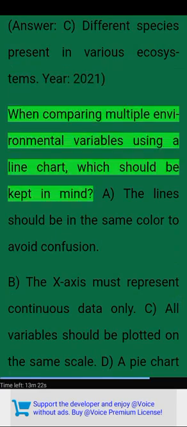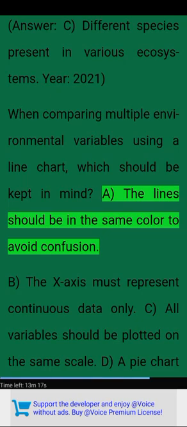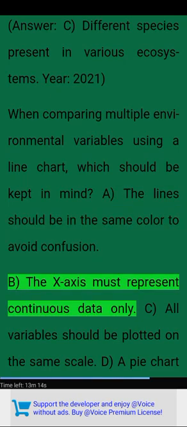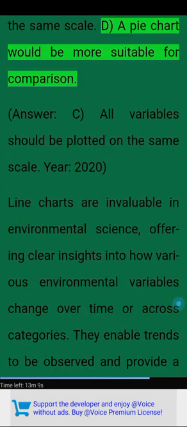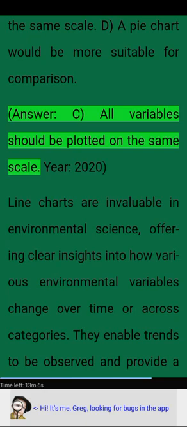Year 2021. When comparing multiple environmental variables using a line chart, which should be kept in mind? A. The lines should be in the same color to avoid confusion. B. The x-axis must represent continuous data only. C. All variables should be plotted on the same scale. D. A pie chart would be more suitable for comparison. Answer: C. All variables should be plotted on the same scale.